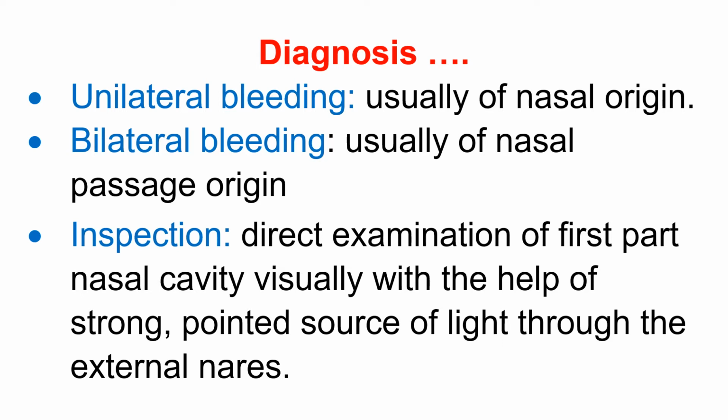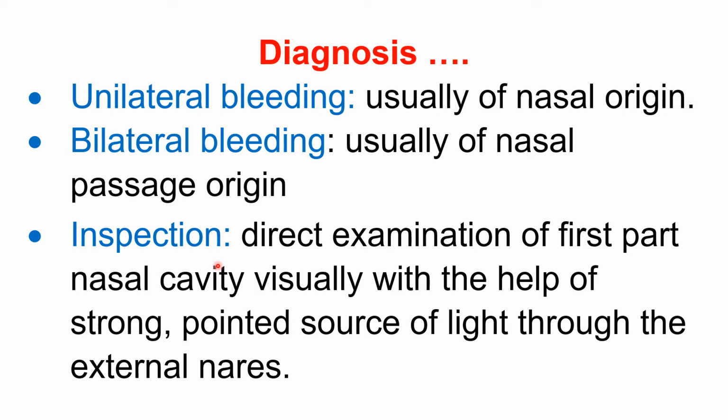Continue with the diagnosis. Generally, unilateral bleeding suggests a nasal origin and bilateral bleeding is usually from the posterior nasal passage. So this suggests some source of the bleeding.